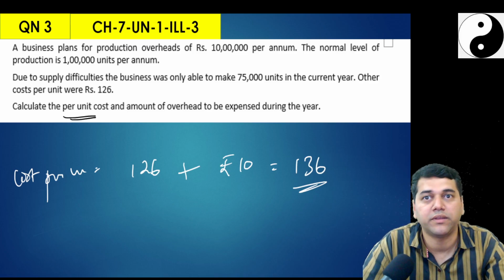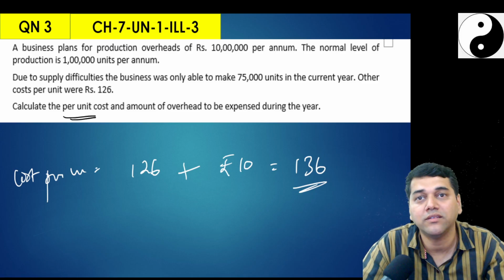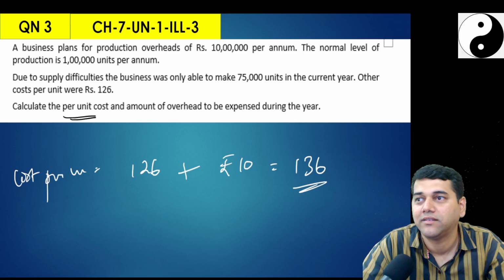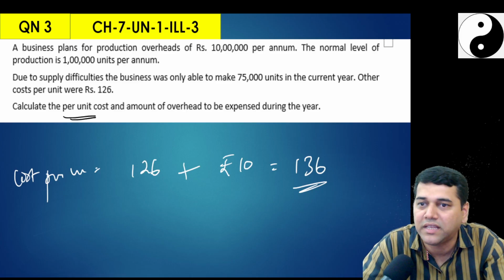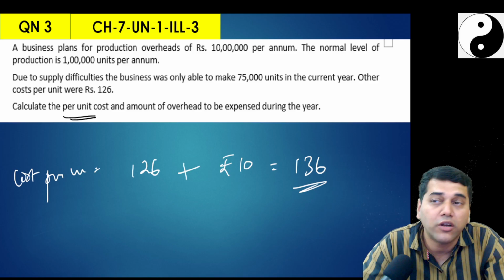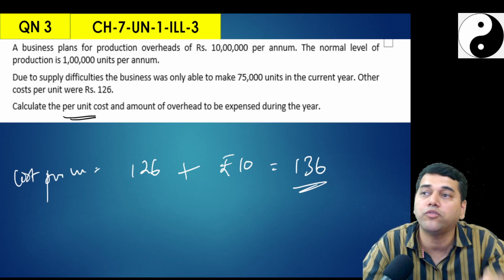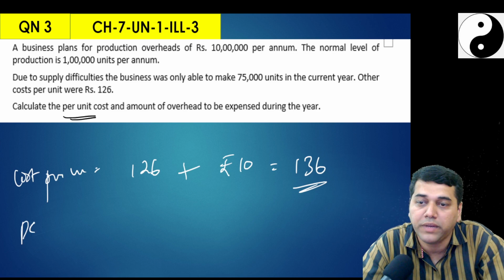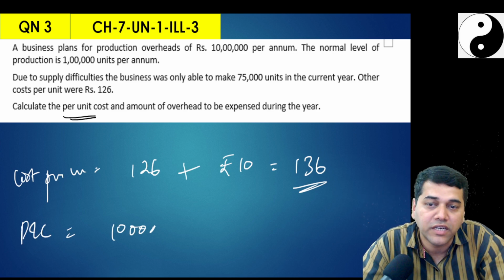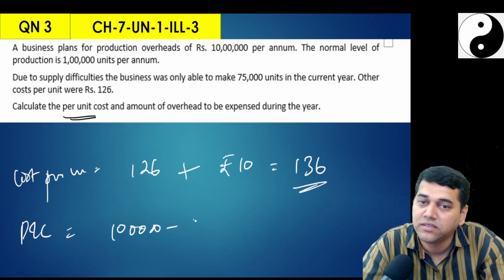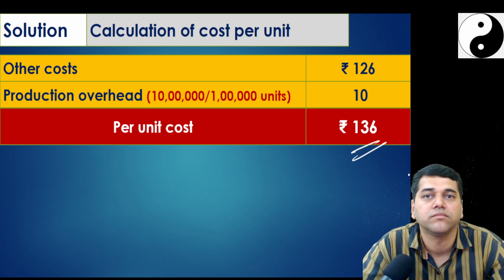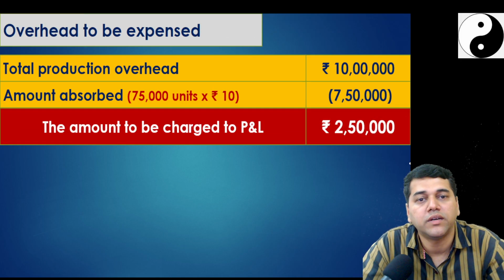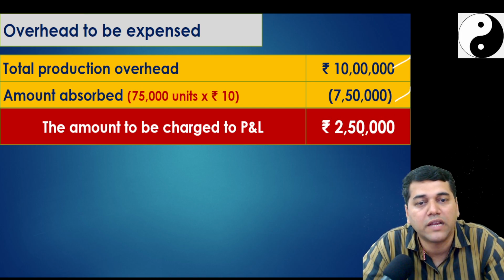Now when you have allocated 10, you have assumed that your actual production will be equal to normal capacity, but it can be more or less. If you have allocated 10 based on the normal capacity, because they have made less, 75,000, then the balance amount will go to your P&L. So how much will go to P&L? 10 lakh you have incurred minus how much you have inventorized? 75,000 into 10, 7 lakh 50, so 2 lakh 50. So this is your inventory cost per unit. And how much have you absorbed? Out of 10 lakh incurred, 7 lakh 50 goes to inventory, and 2 lakh 50 will be charged to the P&L account.